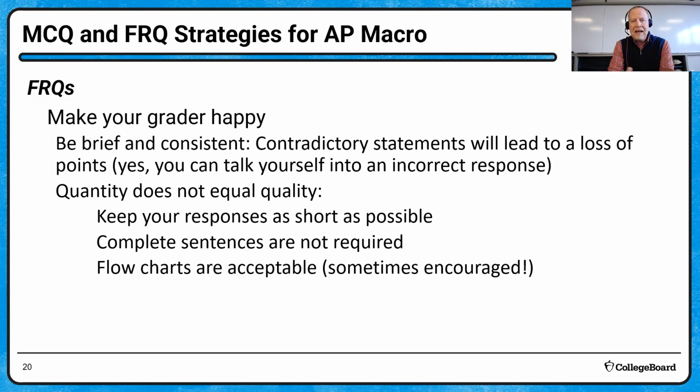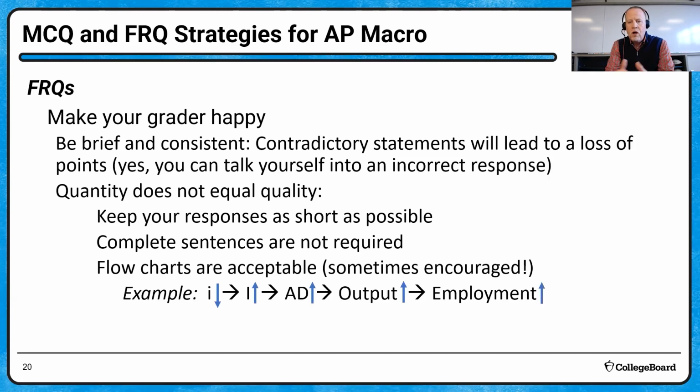If you don't want to write out long sentences, long paragraphs, you just want to get to the point, use a flowchart. For example, what if you have a question that's trying to make a connection between a change in interest rates and a change in employment? Write it out like this. A decrease in interest rates leads to an increase in investment spending, leads to an increase in aggregate demand, output increases, leading to an increase in employment. Practice that. Don't let the day of the test be the first time you've tried this, but that is acceptable. And sometimes it's, like I said, encouraged.